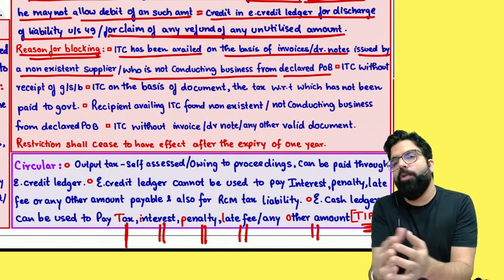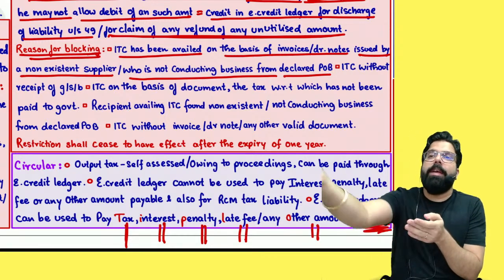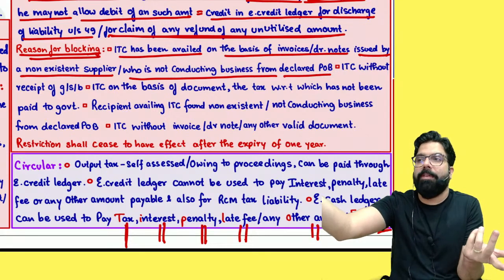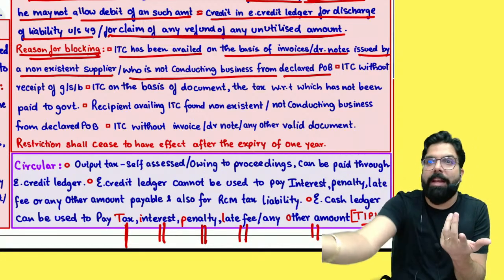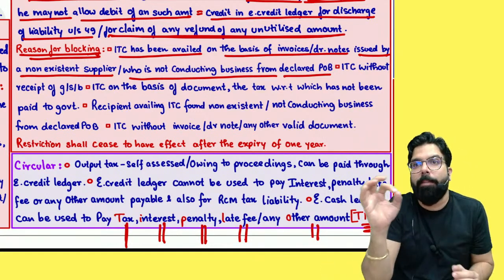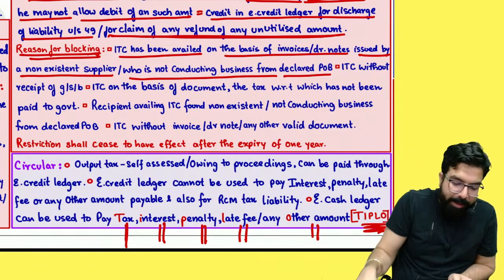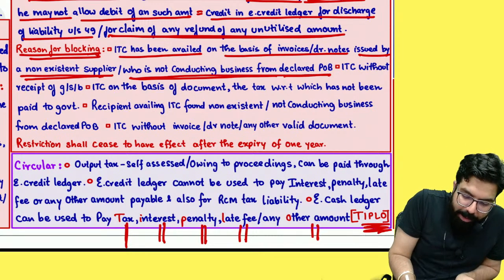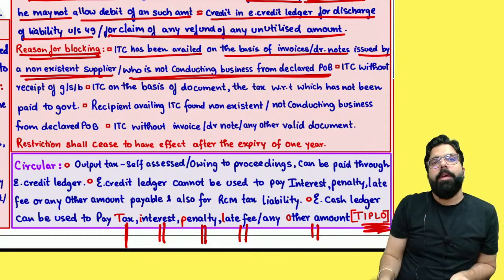For example, I took credit on the basis of an invoice of Sharath and Co. When the officer went to Sharath and Co., officer is telling there is no Sharath and Co. He's closed his business and ran off. It means he just gave me an invoice and I took the credit on the basis of that. He never gave the tax to the government. Government is telling, Ramesh, if you have taken the credit on the basis of such supplier who is not existing or who is not conducting business from the declared place of business, then whatever credit I have taken, it will be blocked. Can I go ahead, everyone?